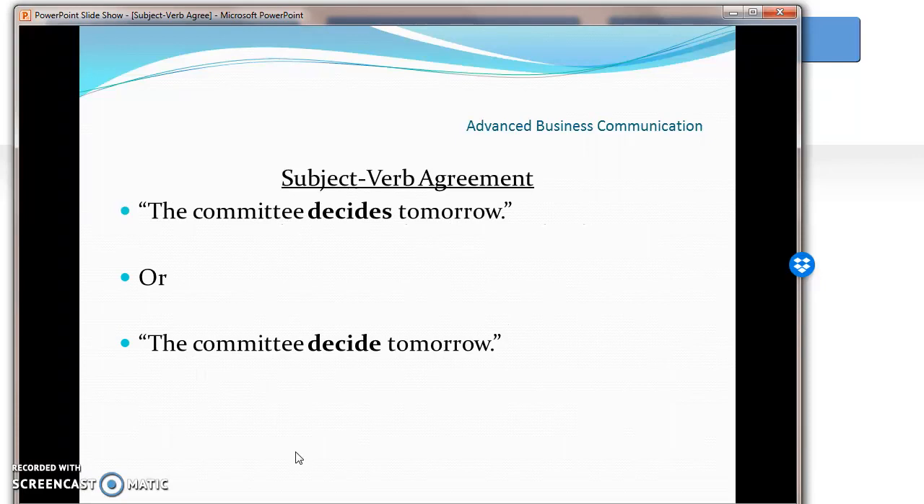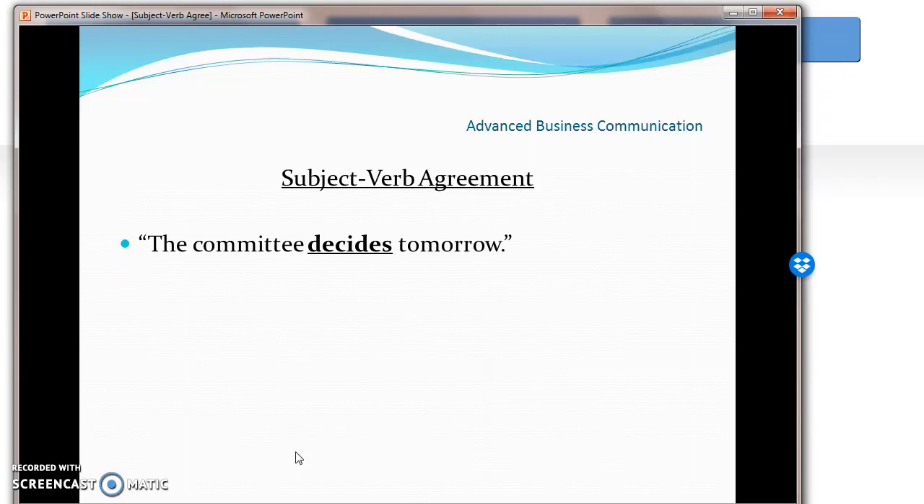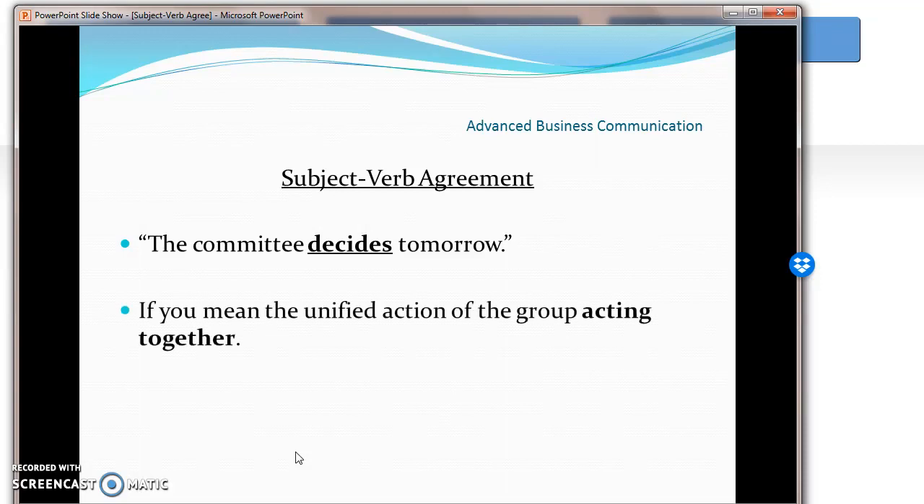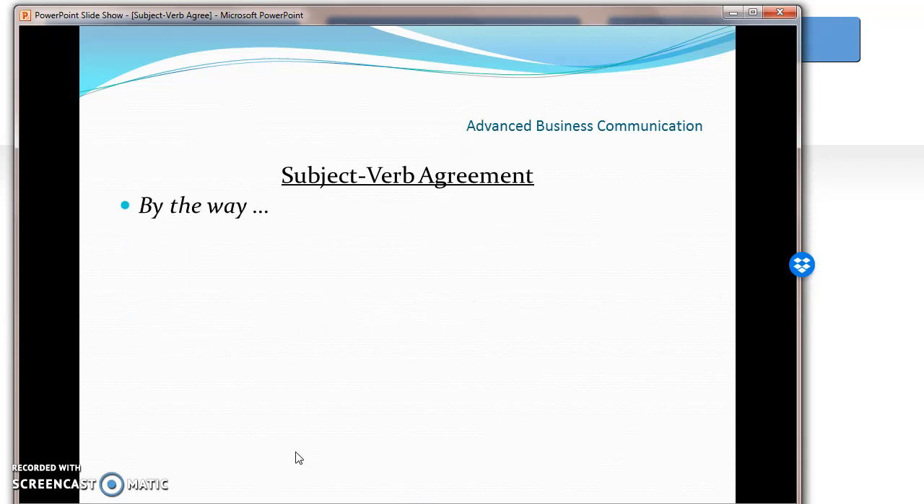Okay, what about this one? The committee decides tomorrow or the committee decide tomorrow? Okay? What do y'all think? It's probably the committee decides tomorrow because if it's a committee decision, then it's the decision of the collective, singular, right? They're not all deciding individually. So that's the idea. If you mean the unified group acting, then it's singular, okay?